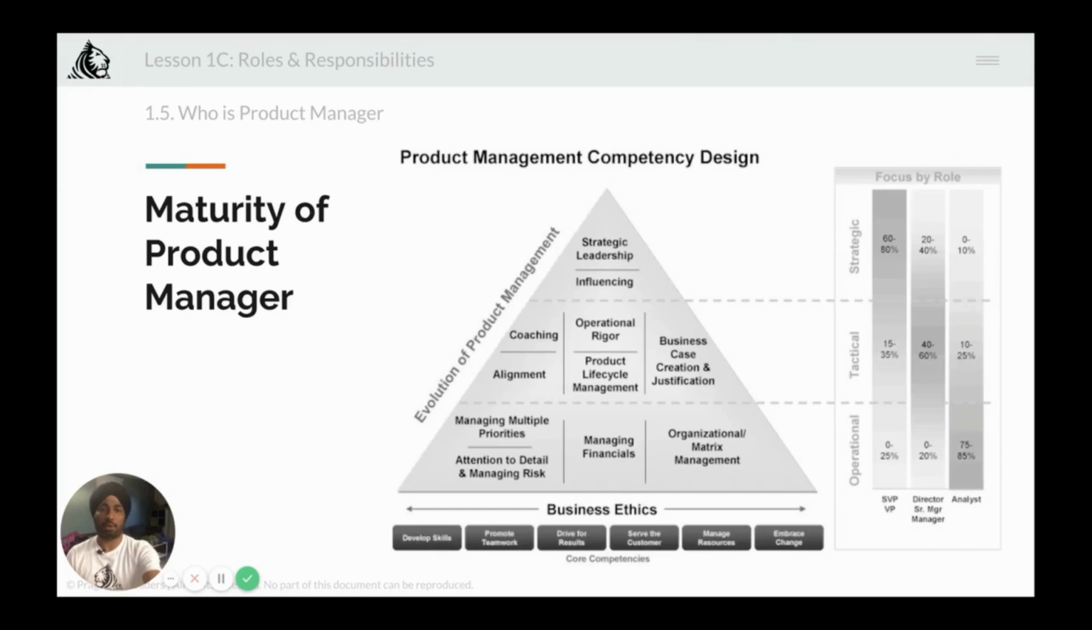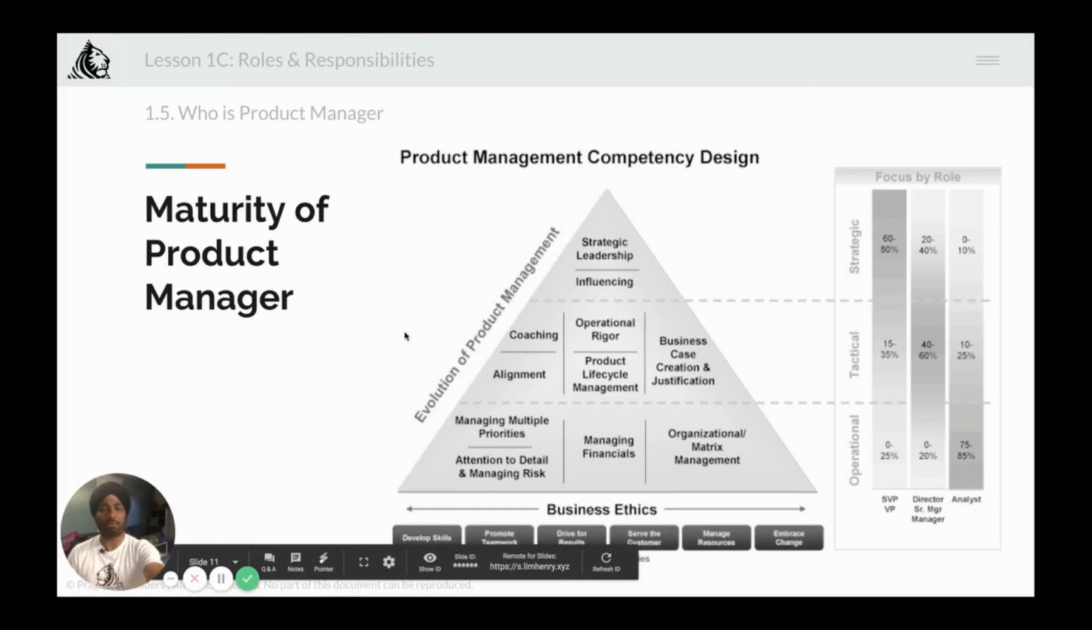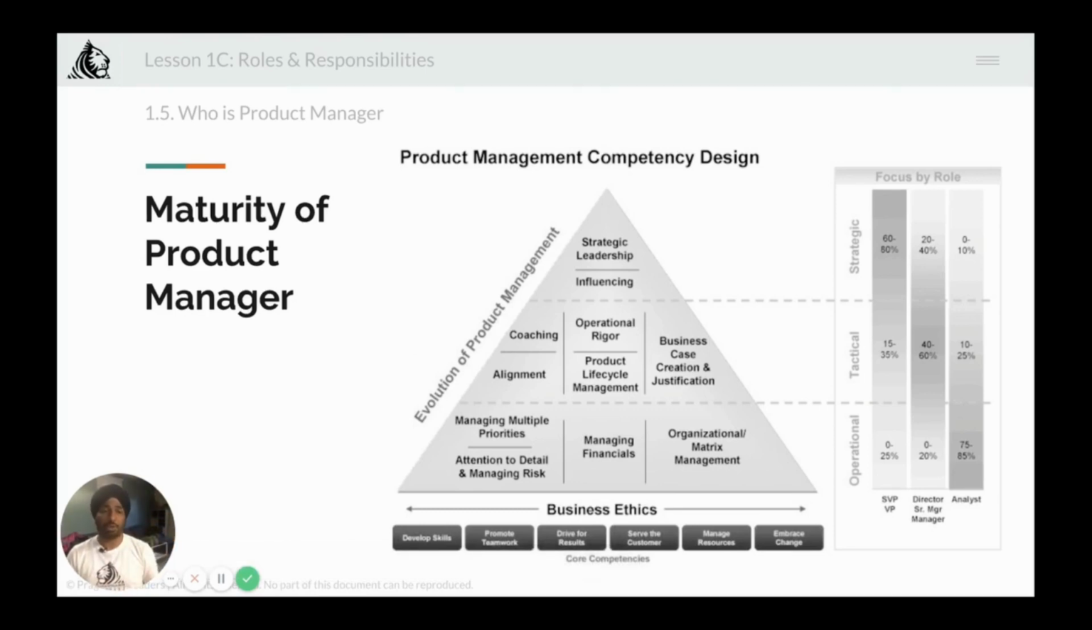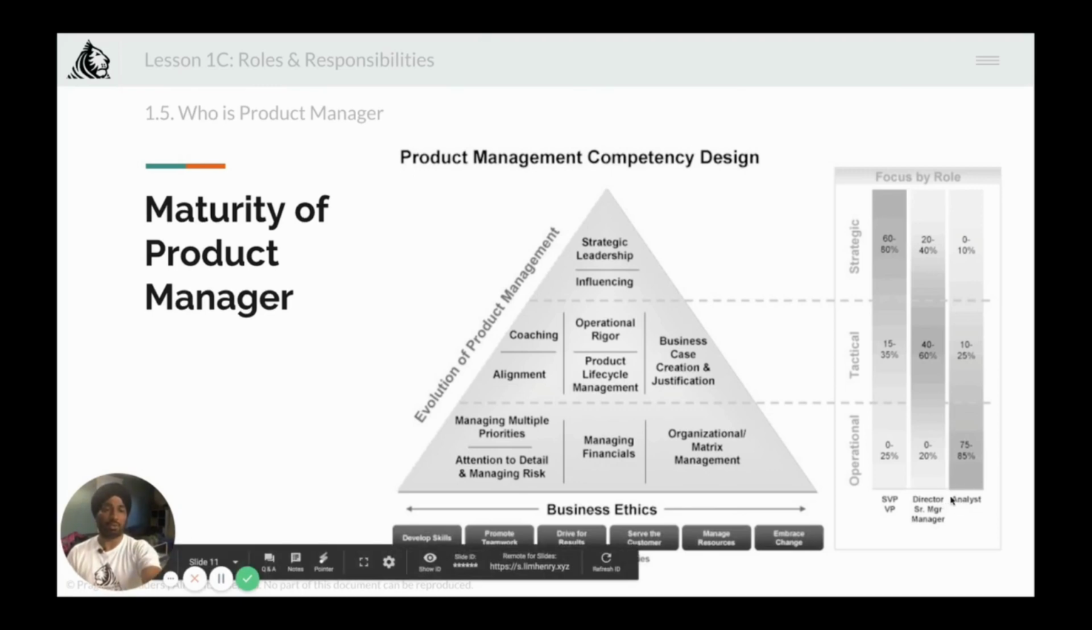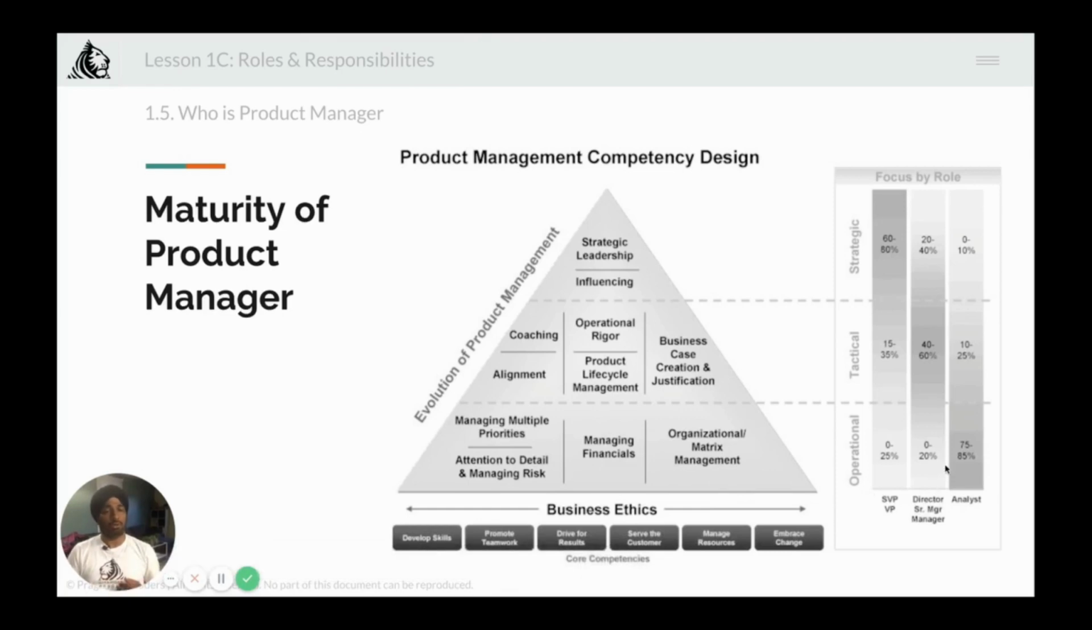And if I do a quick product management competency design, starting with business ethics at the bottom, all the way going to the top where strategic leadership falls. Well, just look at analyst versus director versus SVP VP, right? So your role effectively switches from operational heavy to strategic heavy as you move up the ladder.